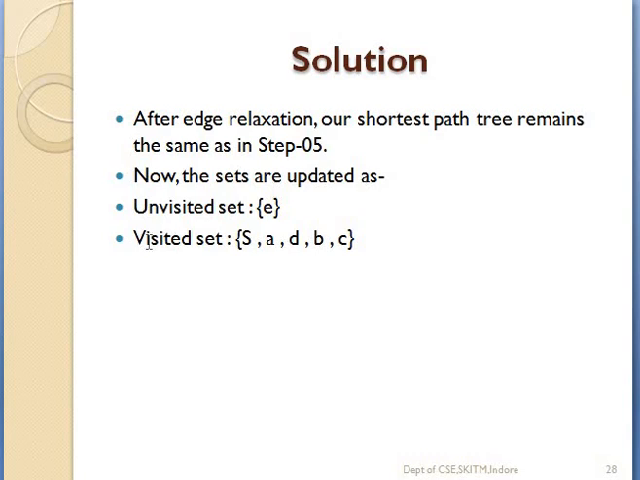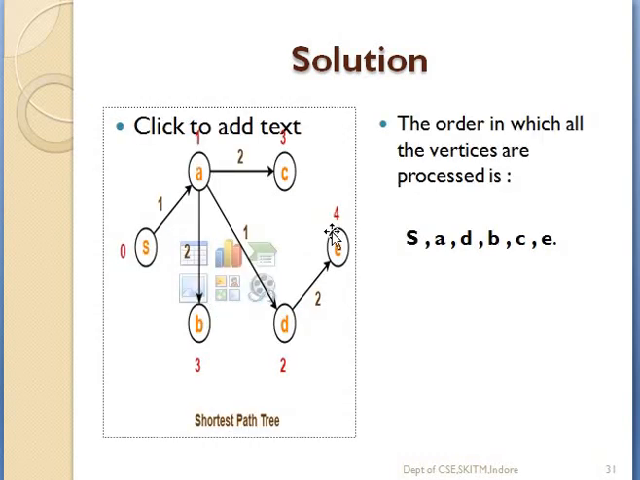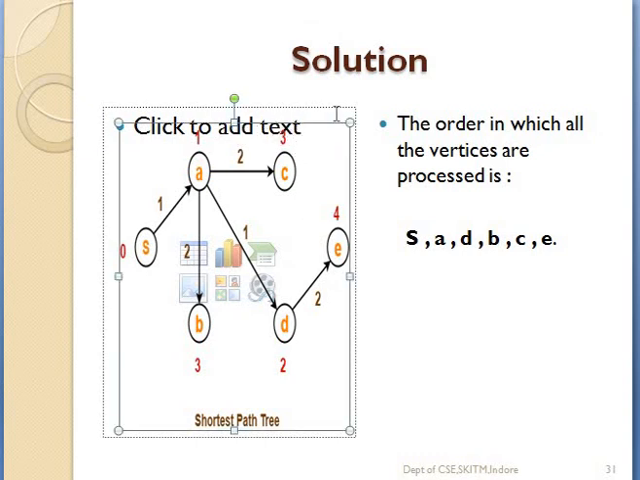Now the sets are updated. Visited sets are slowly increasing: source S, A, D, B, C, and the unvisited set remaining is E. So vertex E is chosen because the shortest path estimate for vertex E is the least. The outgoing edges of vertex E are relaxed, and there are no outgoing edges for vertex E. So our shortest path remains the same as in step 5. This is the final shortest path.